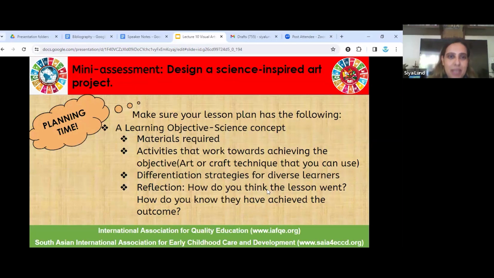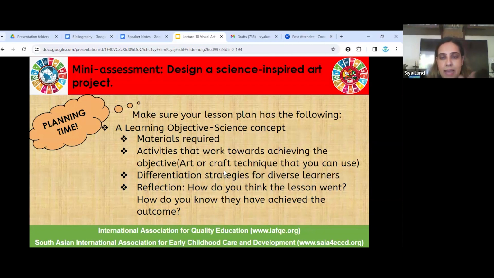Okay, that's enough from me. Now it's time for a little lesson that you may have to design. You can take a pen and paper and jot down some points. Your lesson plan is going to be a science-inspired art project. So your lesson should have art, something creative happening, and should also be based on a science concept. I'm going to tell you in the next 2 minutes what it's going to be about.